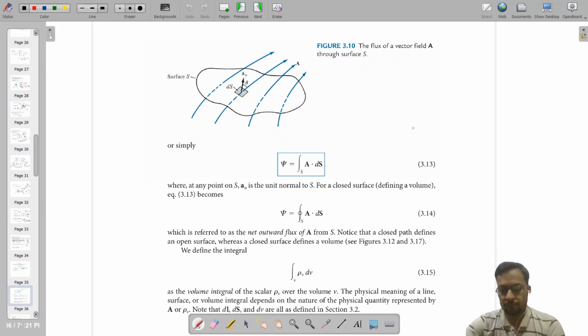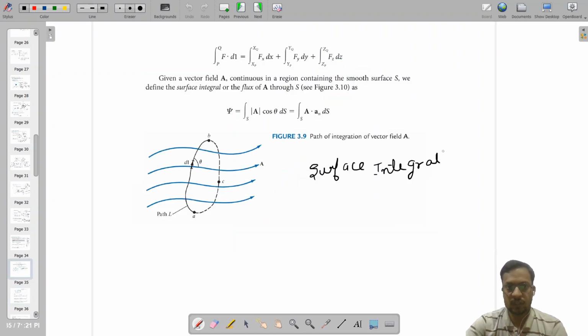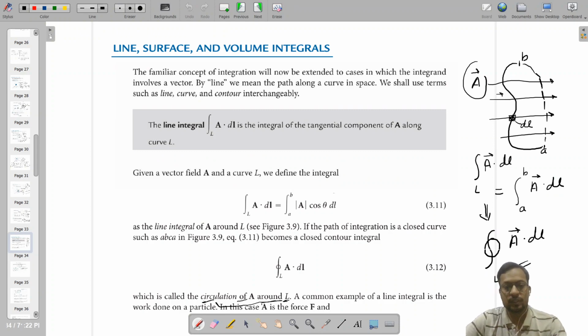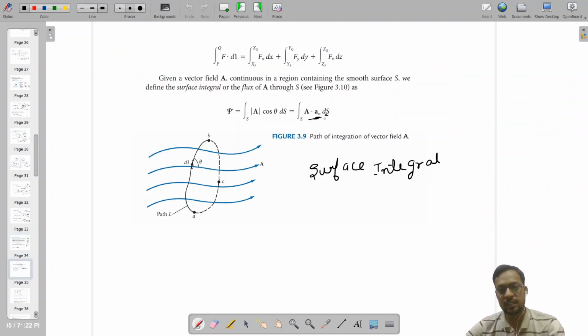So the surface integral phi can be written as the integral of magnitude of A cos theta ds, or A dot an ds, where we have considered the normal vector. In the previous equation, we directly used A dot dl, that is, the tangential component along the length. But here we have used the component along the normal vector of the surface.